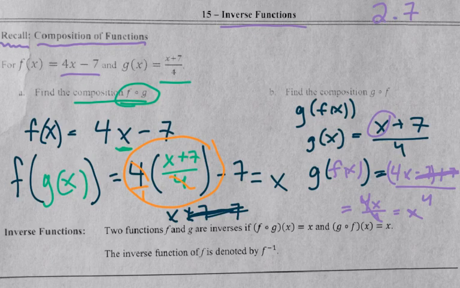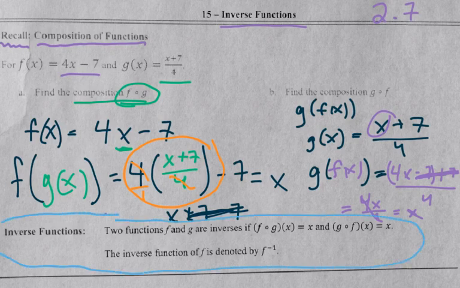Okay, so this is important to know because this plays in directly to the definition of an inverse function. Two functions, f and g, are inverses if f of g of x equals x and g of f of x equals x. The inverse function of f is denoted by f inverse, or f to the negative 1. So right here, because when we compose those two functions with one another both ways, f of g of x and g of f of x, we got x, we know that these two functions are inverses of each other.